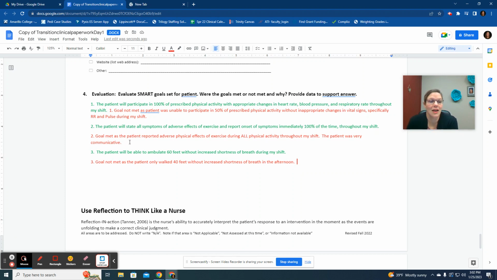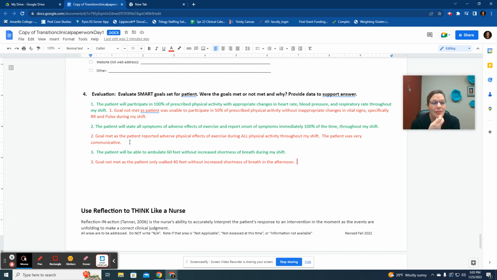The next SMART goal was that the patient will state all symptoms of adverse effects of exercise and report onset of symptoms immediately, 100% of the time throughout my shift. So for number 2's evaluation, I wrote that the goal was met as the patient reported adverse physical effects of exercise during all physical activity throughout my shift. The patient was very communicative, I said. So I included a little note that basically gave somebody a really good feel about how the patient and I interacted during the day.